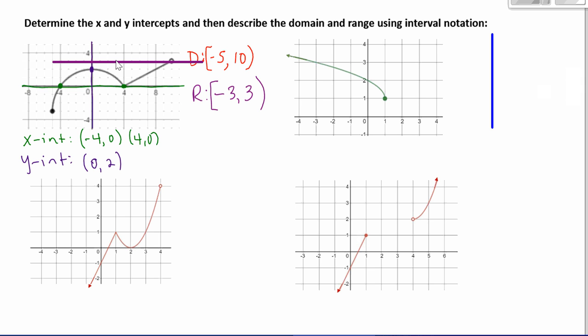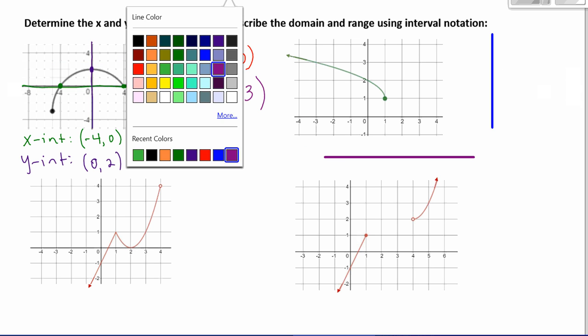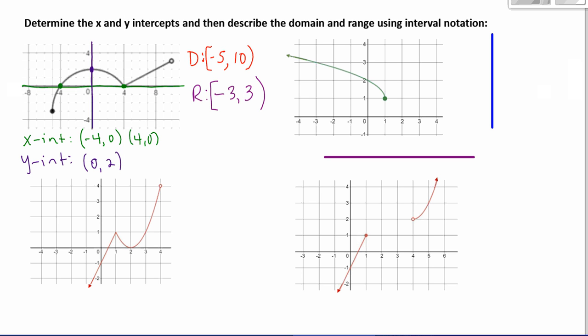All right, let's try this next one over here. So x-intercepts, looking at that x-axis line right there, does it ever cross? No. So we would say x-intercepts, there are none, or you could say NA, or anything like that.